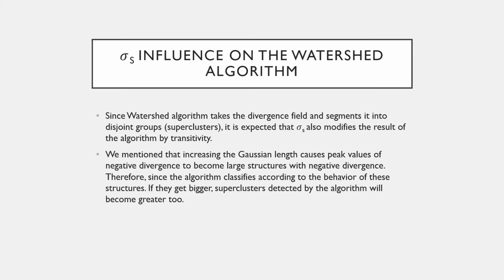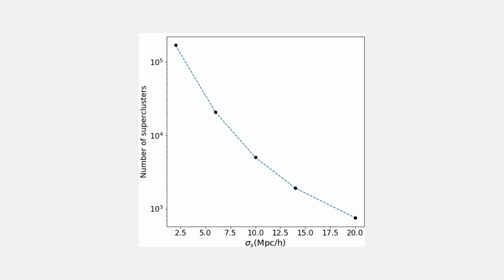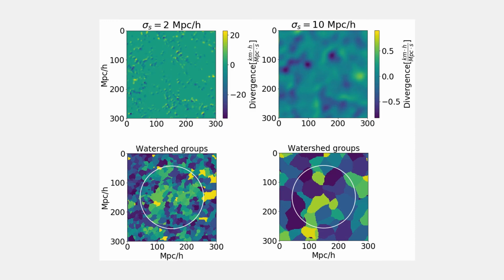If they get bigger, superclusters detected by the algorithm will become greater too. As a result, a drop in the number of superclusters detected must be observed. The behavior of the number of superclusters found as a function of sigma s is shown in the figure. Indeed, we observe a considerable reduction of the number of superclusters found when sigma s is raised.